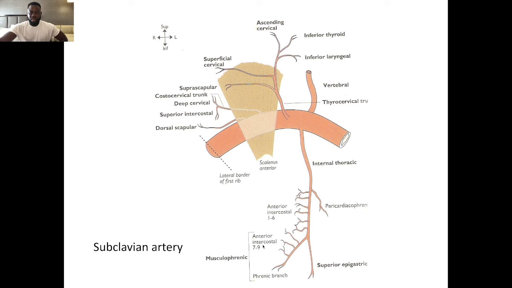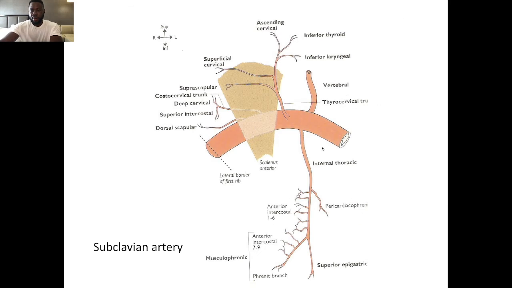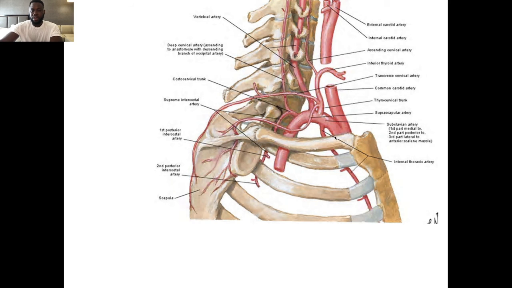And then we also have the anterior intercostals, also 7 to 9, and that's musculophrenic. Yeah, let's look at the next one. Okay, so in this slide, they've just summarized this. They've just brought the same image here. So you can see over here, this is our subclavian, and then these are the main branches over here.